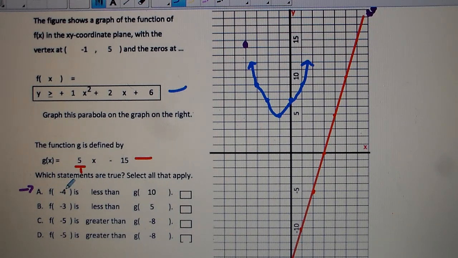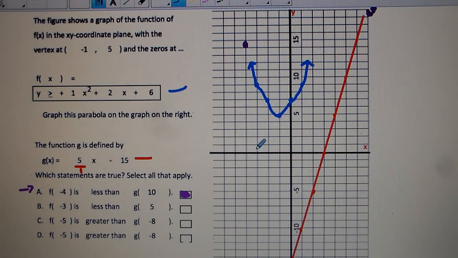So is f of negative 4 less than g of 10? To me, it does look like that's the case. So we put a little check or darken that box for A. So it looks like A is correct. That's a true statement. Now we're going to try f of negative 3.